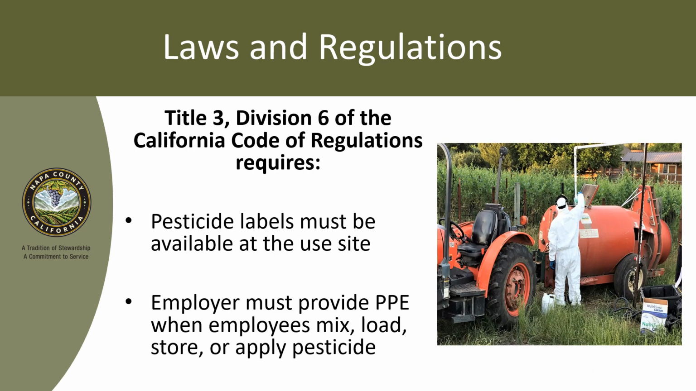All right, speaking of laws, here we go. It's important that you know where these laws and regulations come from. California Code of Regulations, Title III, Division 6. This is where all of the pesticide safety and worker safety sections are found. And it's important that you know where they come from. And let's go through some examples of some regulations.